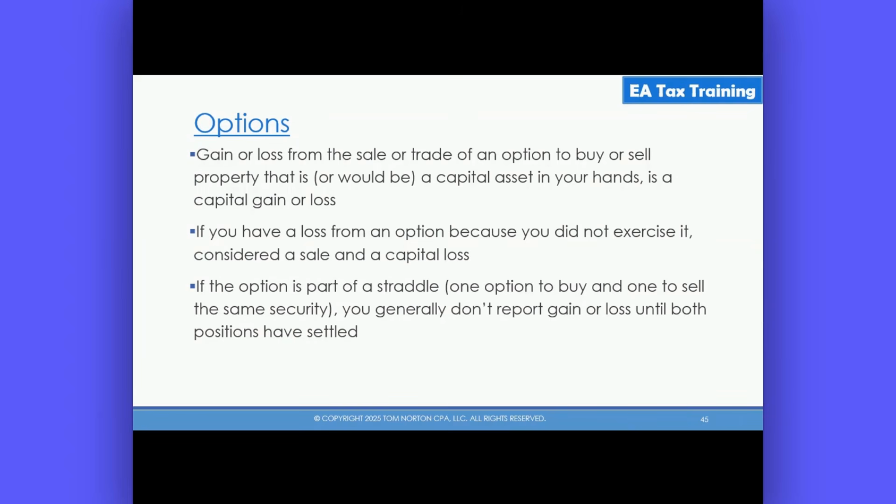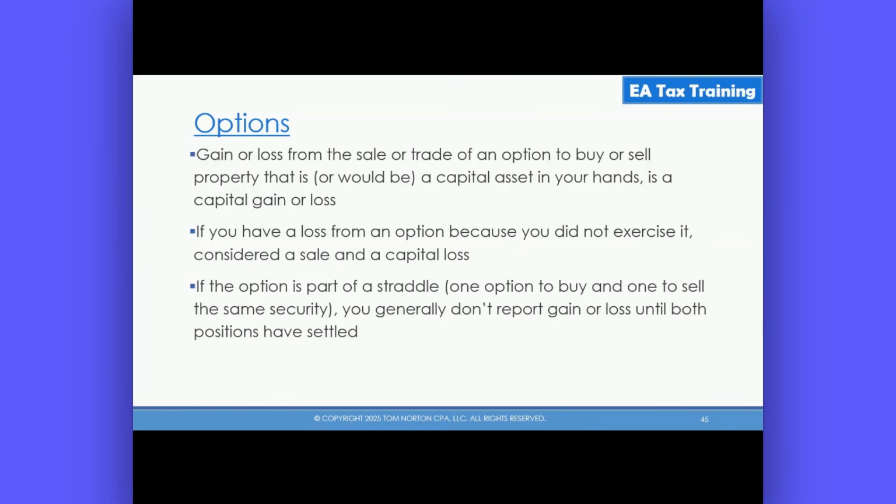So options, particularly stock options, can be bought or sold. So you don't even own the stock. You've just got an option, for instance, to buy the stock in the future. That option itself can be bought or sold. So if you buy or sell that option, then as long as the asset for which the option is for would be a capital asset if you bought it, then the option itself is also considered a capital asset, and any gain or loss would be a capital gain or loss.